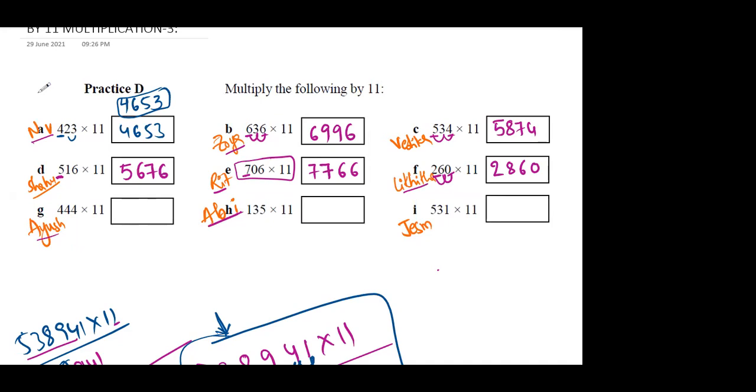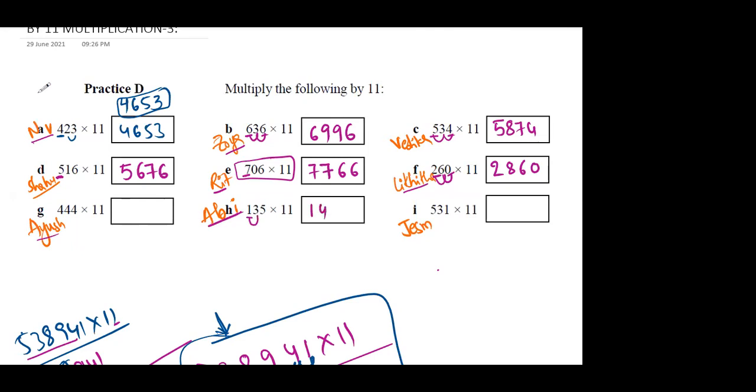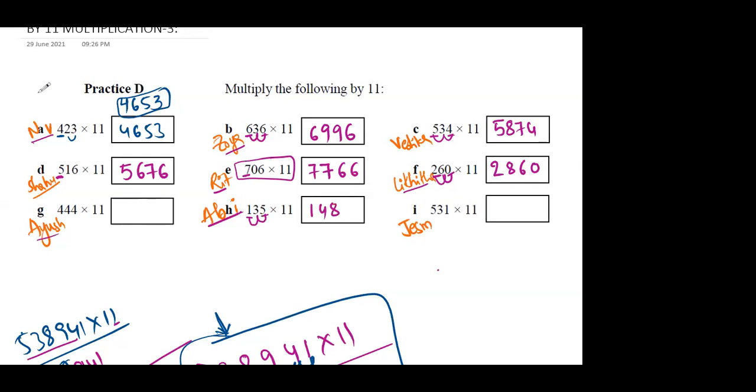Sir, we'll write 1 as it is. 1 plus 3 is 4. 3 plus 5 is 8. And 5 as it is. Very good. Jashmita.